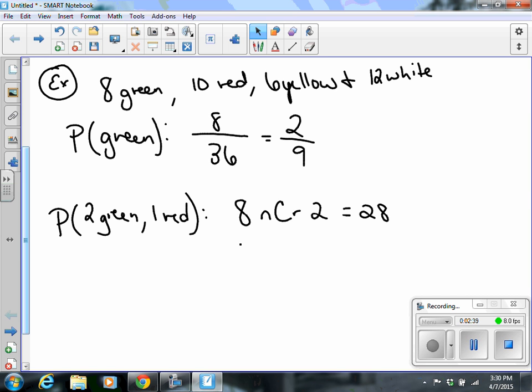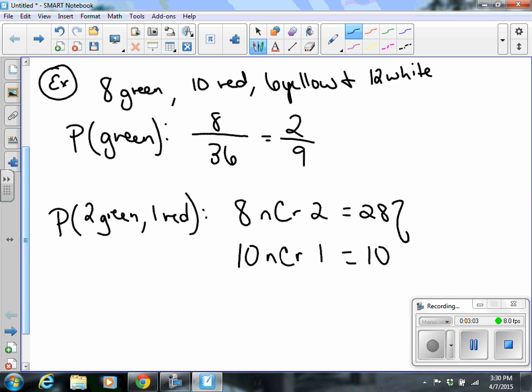Now for the red, 10 choose 1, and there are 10 ways to find that. So what does this mean? By my counting principle, I have 28 times 10. Let me go back here. These right here, 28 times 10, equals 280. This is my success. So we need to find the total number of ways.